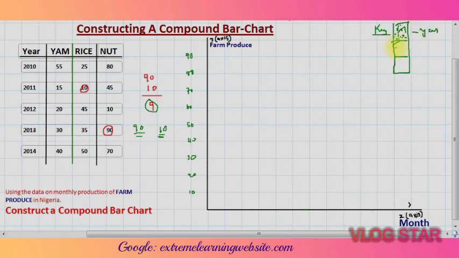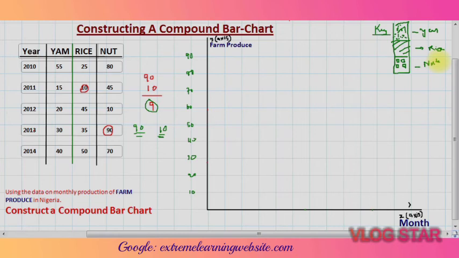Any bar that has stripes should denote rice. Meanwhile, any bar that has squares inside it should be for nuts. So it's very important for you to have your key while doing your compound bar chart. Hope you understood me now.